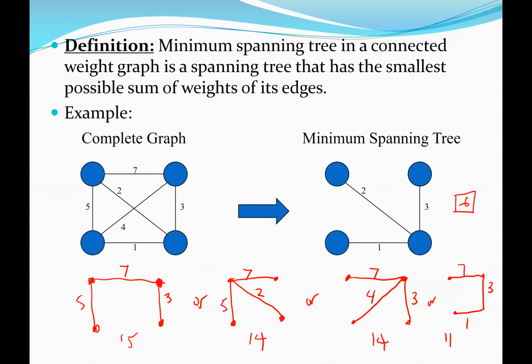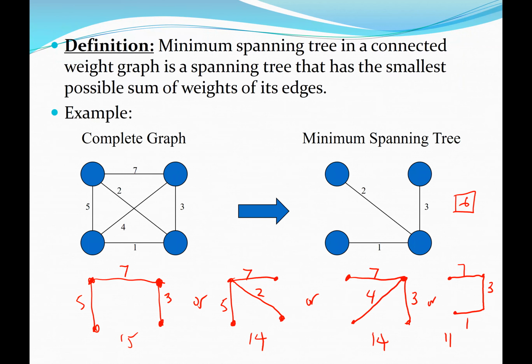You can see here, we have 5 different possibilities of a spanning tree. So we have 5 different possibilities, but which one gives you the smallest spanning tree? For that, we're going to take a look at 2 algorithms. The first one is called Prim's algorithm. So how does Prim's algorithm look?